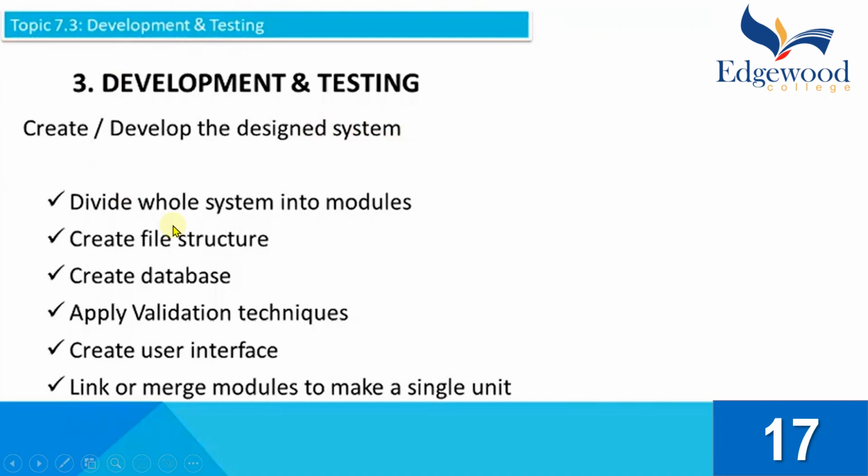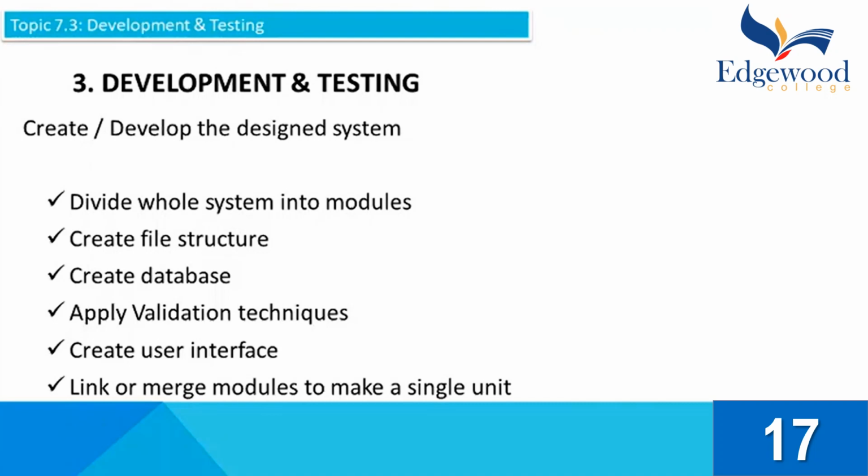We're going to divide the whole system into modules. We're going to create file structures. We're going to create the database. We're going to apply the validation techniques. We're going to create the user interface. We're going to link and merge the modules to make a single unit. In a nutshell, these are the things we'll be doing in development and testing. We'll create everything and divide them into modules.